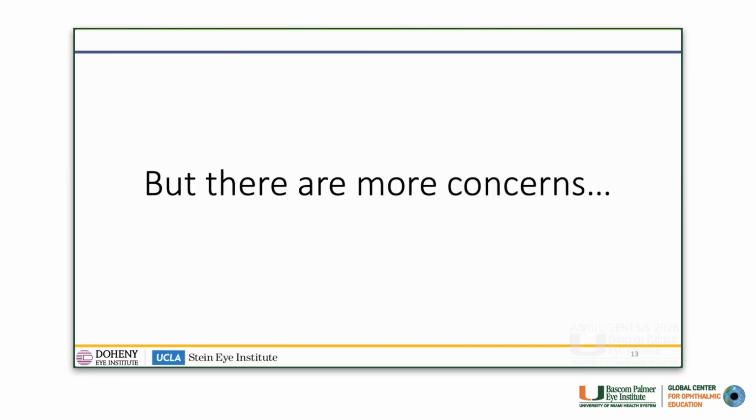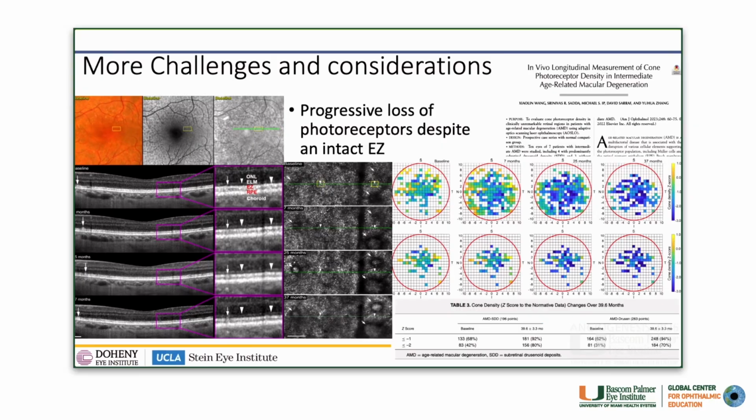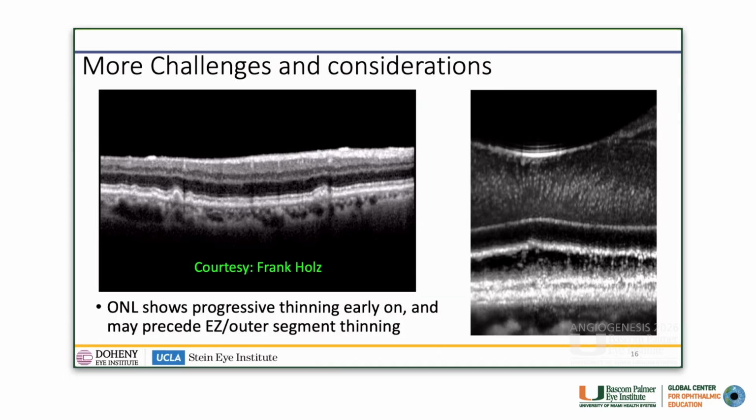But I want to say that there are more concerns, and that's what I would really like to focus on. We know, for example, that having an intact EZ does not necessarily mean the photoreceptor is intact. You might need to consider the reflectivity as well, as we've shown with AO. In addition, with AO, we've seen that one can appreciate a progressive loss of the photoreceptors even in the setting of an intact EZ, again looking at the photoreceptors assessed by adaptive optics imaging.